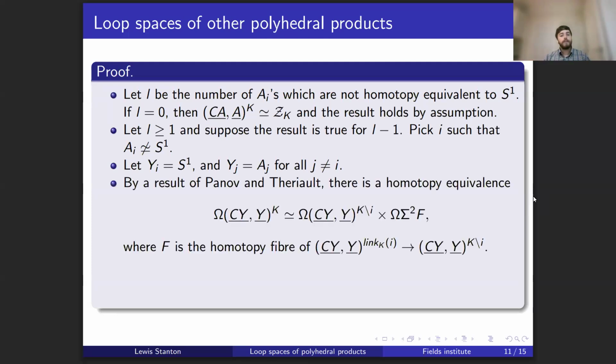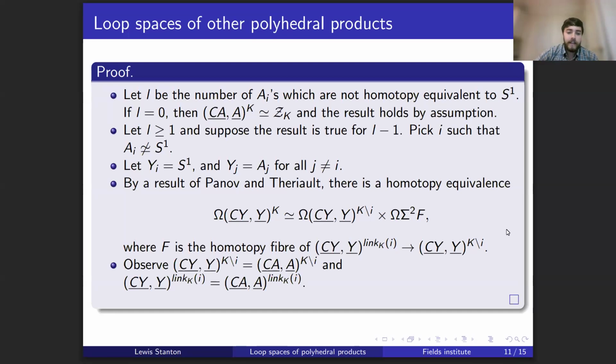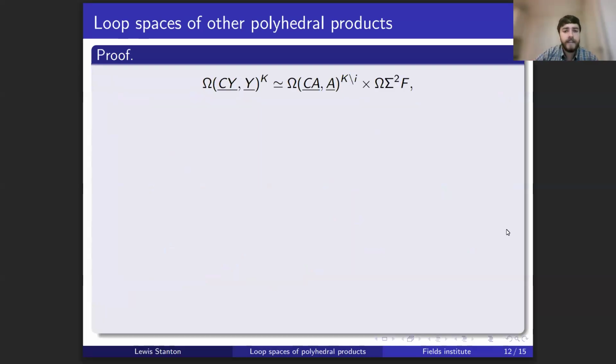The way we do this is that there's this result of Panov-Theriault, which decomposes the loops on any polyhedral product, but in this case for (CY, Y), we will want, associated to K, the one for the restriction, where we've removed the vertex i, and this homotopy fiber F, which is in terms of the link and the restriction. The point to note here is that obviously none of this has a dependence on the vertex i. And so actually this polyhedral product for the restriction is the same one as we had before, and the same for the one for the link as well. So with that, we get a decomposition that looks like this.